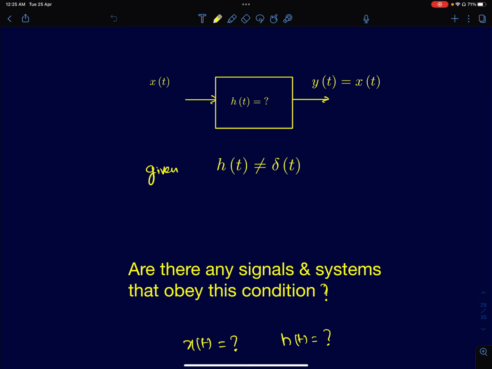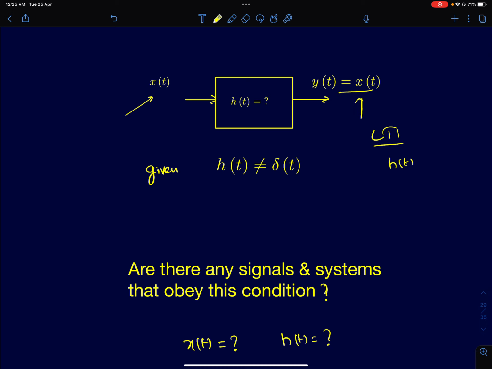Hi everyone. I thought I'll discuss a very interesting but simple question that I posted on LinkedIn some time back. So the question is that you have an LTI, a linear time invariant system with an impulse response h of t. It turns out that if you feed a signal x of t as an input to that filter or to that system, the output is also x of t.